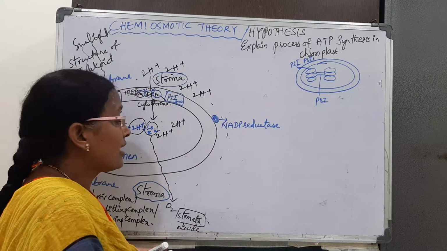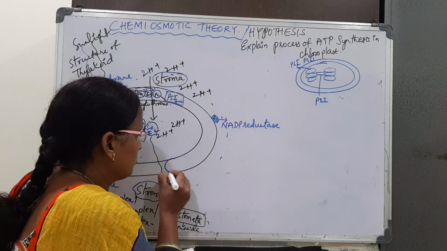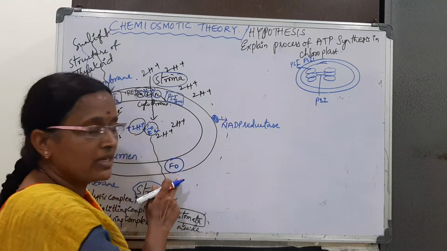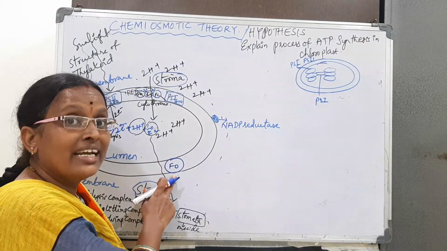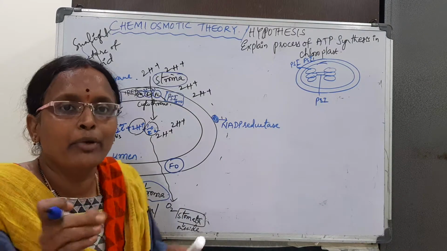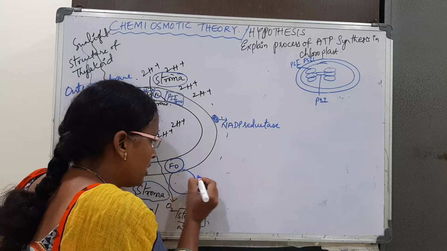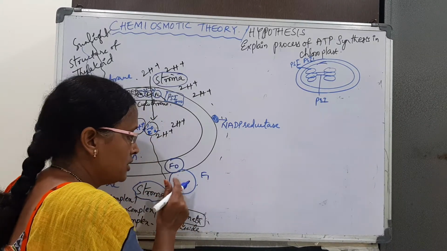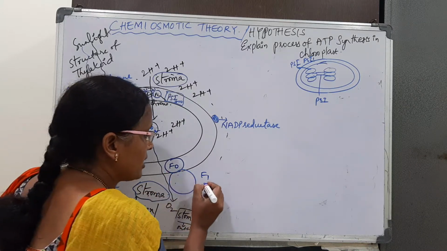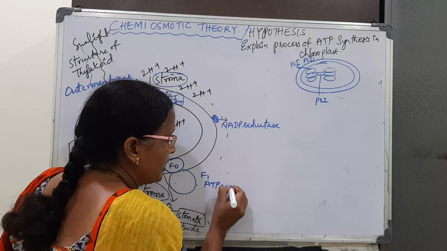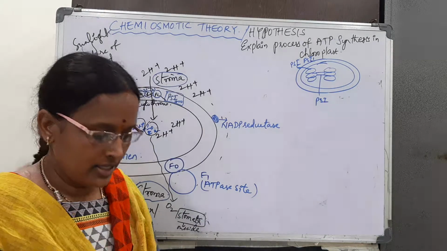That protein consists of two parts. One is the F0 particle, the F0 part, which is present inside the membrane. I am drawing it inside the membrane, meaning it is an integrated or embedded protein. Another part is the F1 particle, which is present outside in the stroma. This acts as the site of ATPase. F1 acts as an ATPase.